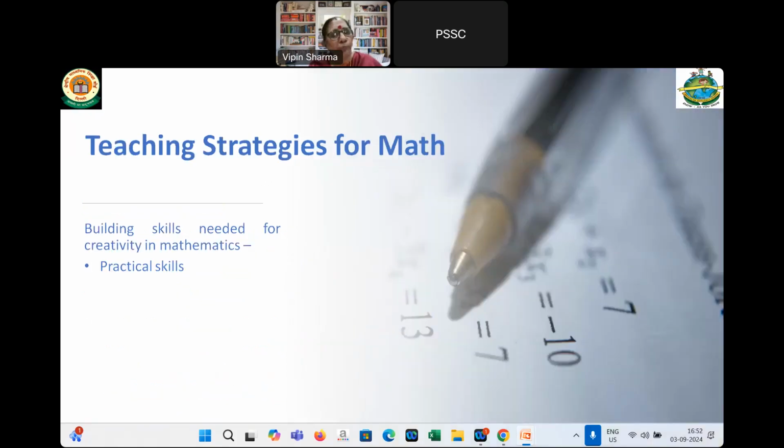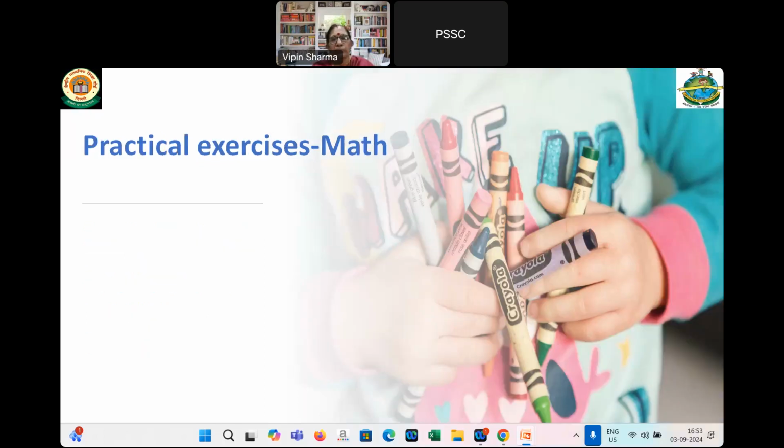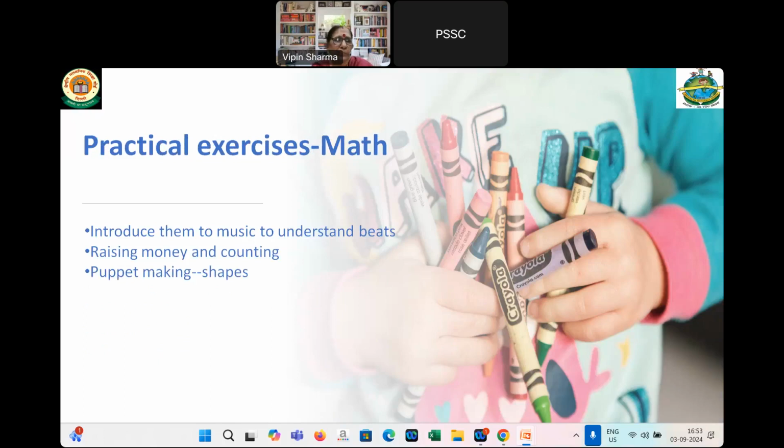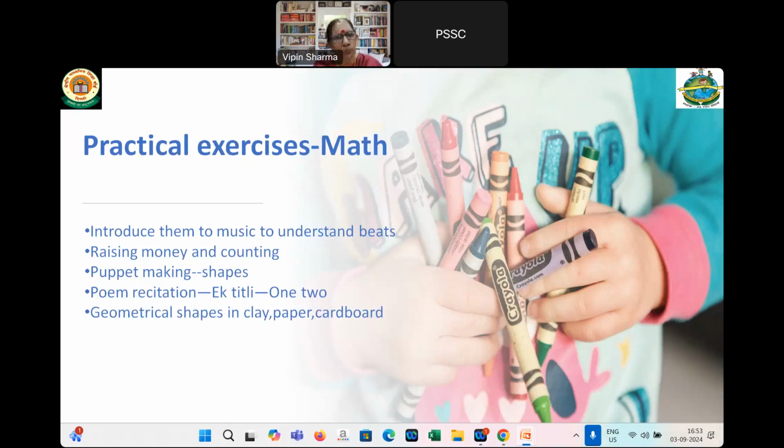Teaching of mathematics is a very tough subject, people take it so. It develops practical communication, learning skills, and investigative skills, okay? This is for the middle class. Introduce them to music to understand beats, raising money and counting, puppet making, shapes, poems, recitation, ek titli, 1, 2, okay. Nowadays songs are also made, 1, 2, 3, 4, whatever. Geometrical shapes in clay, paper, cardboard, mask making, all these drawing and pasting, collage. See, some strategies I can tell you, I have given just 10 to 15%. The rest is up to your imagination, what you can think, how you can do.